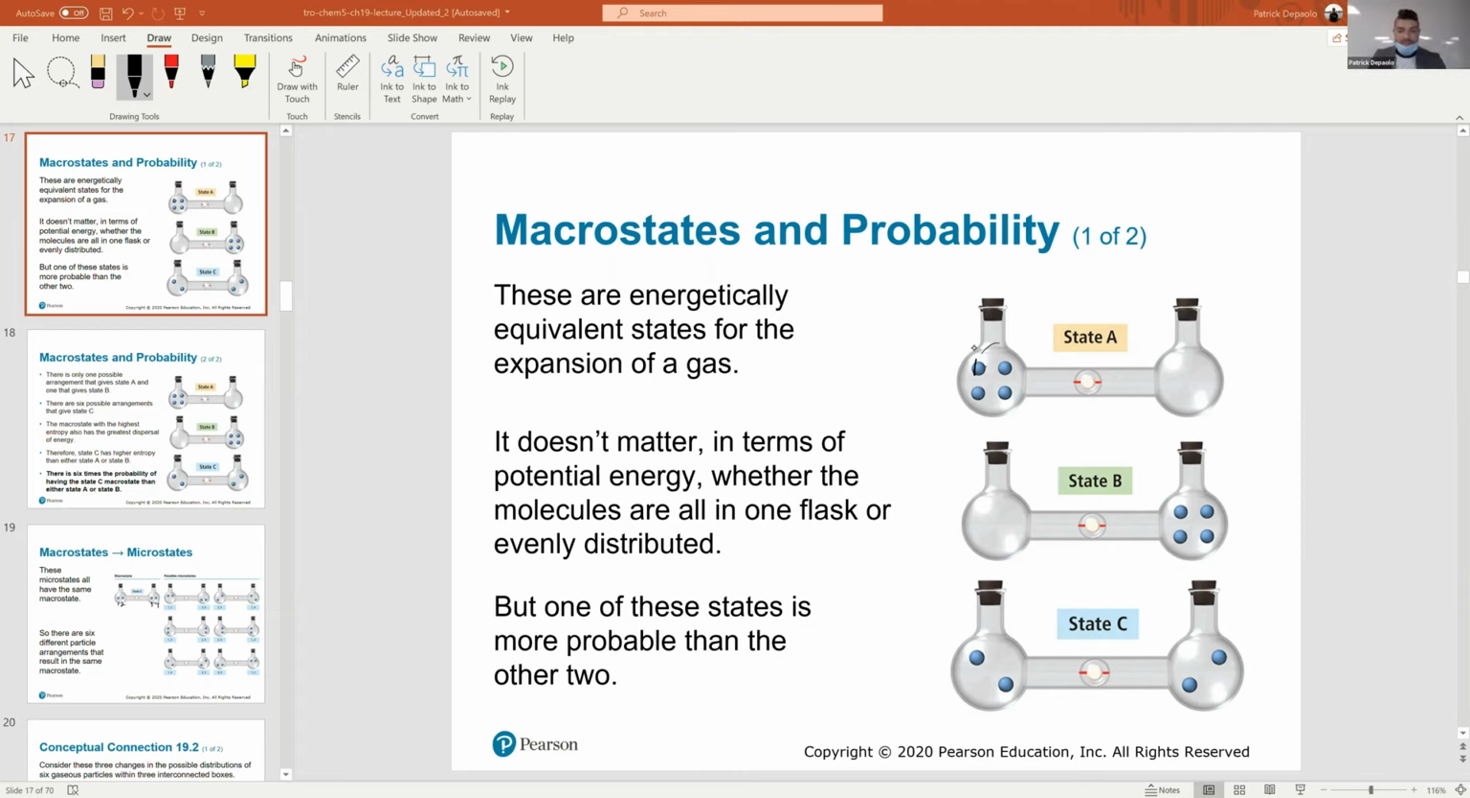Then for state B, same thing: this is the macrostate, and there's only one microstate, that they're all on the right. But for state C, there's a difference. You don't have to tell me how many, we just saw how many microstates there were. But now for this one macrostate of two on the left, two on the right, the question will be: which two?